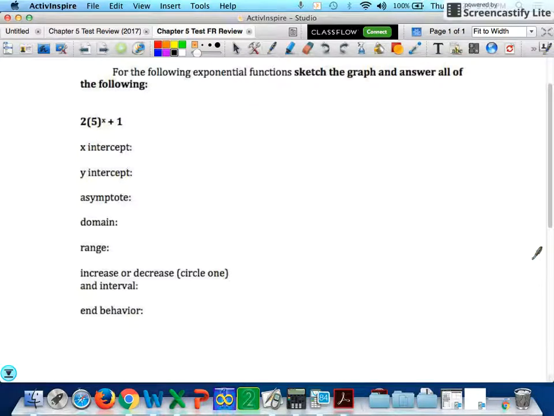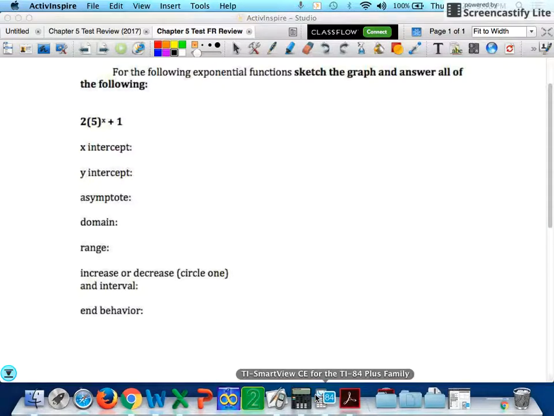All right, the back page of the test will be free response. Everything up to this point has been multiple choice, those first 20. This back page is free response, okay? They'll be worth about 10 points each on this back page, so 20 points total. And it gives us an exponential function, and we just want to know all kinds of information about it.